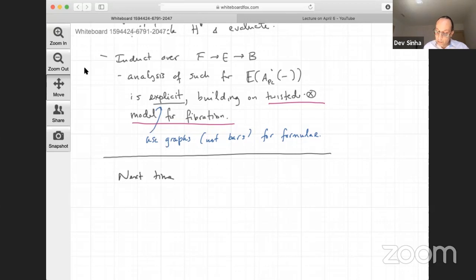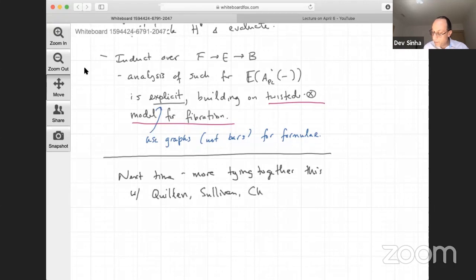Next time we'll talk more about tying together this approach with what Quillen did, which is closest to what Sullivan did, and what Chen did for that matter. And there's more geometry. I mean, it's just a funny thing.